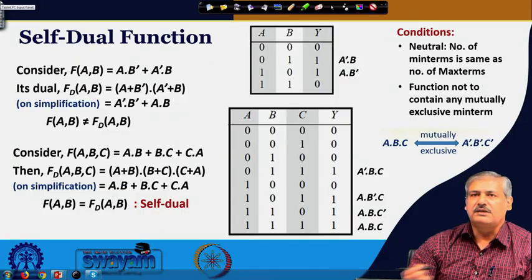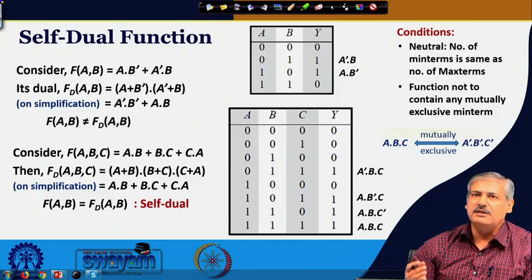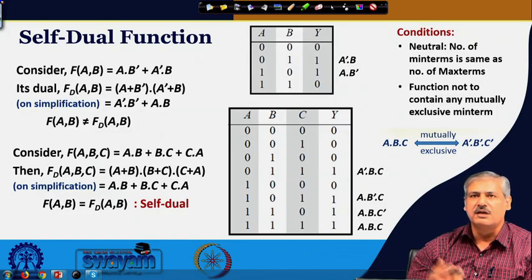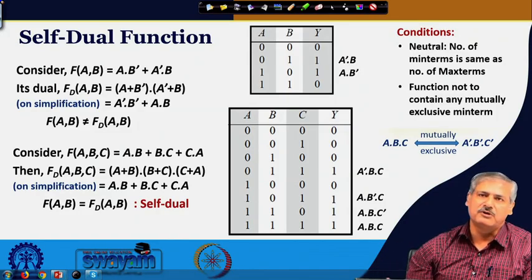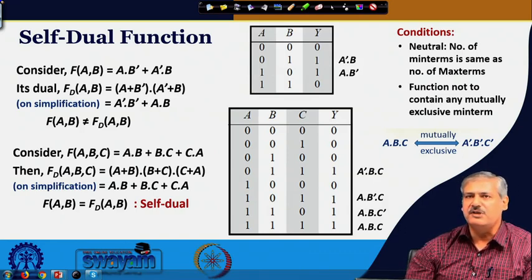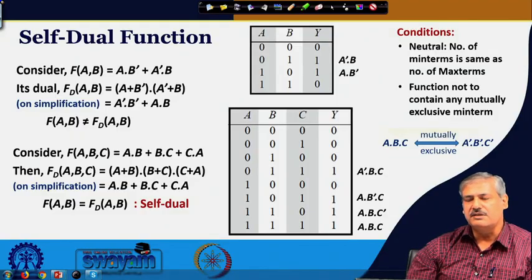One thing that is required for a function to be self dual is that it needs to be neutral. That means the number of min terms will be the same as the number of max terms. What does it mean? The number of zeros in the function output will be the same as the number of ones. So, if it is a 2 variable case, 2 zeros and 2 ones; 3 variable case, 4 zeros and 4 ones. If this is not satisfied, then it cannot be a self dual function. That is the first condition, but it is not sufficient.